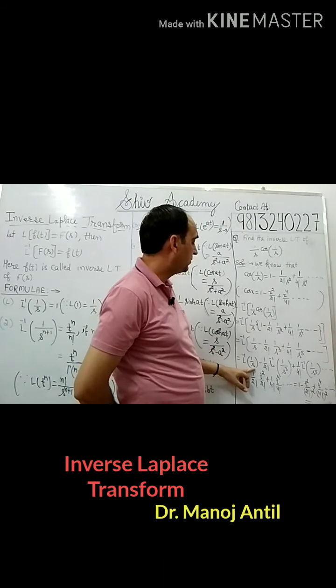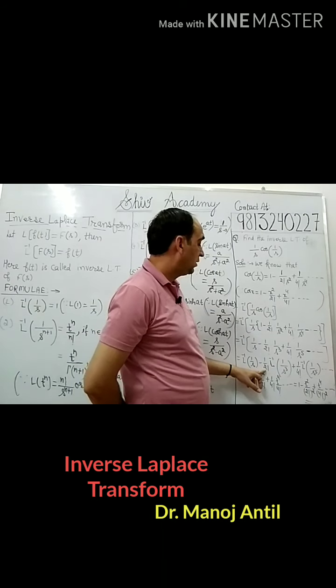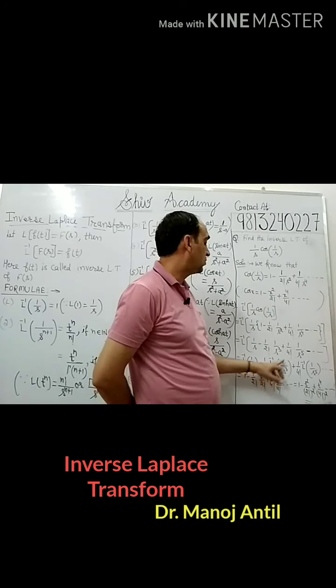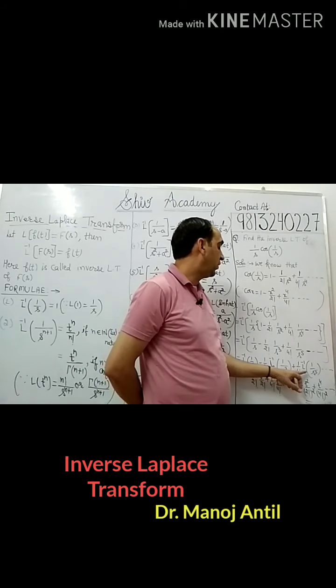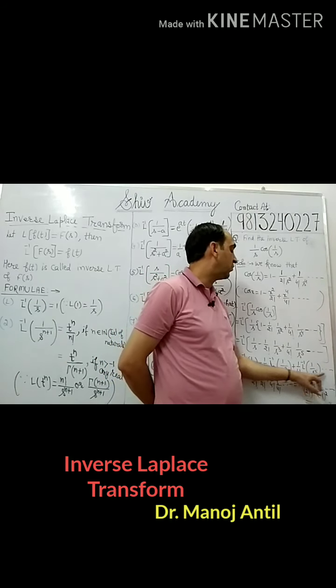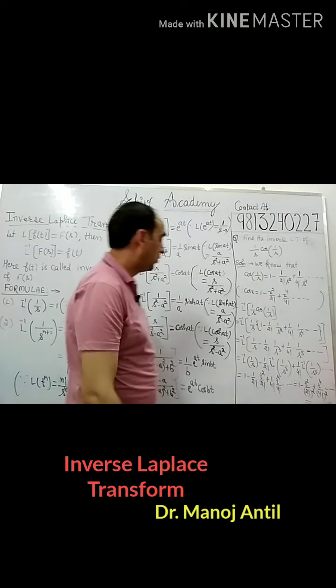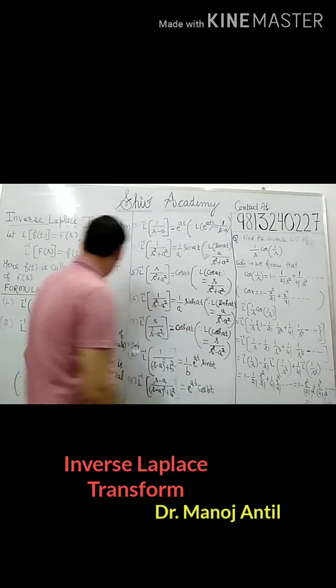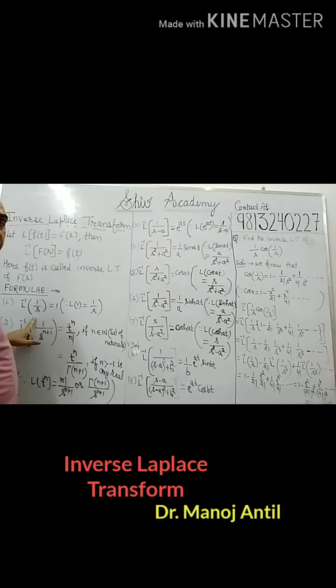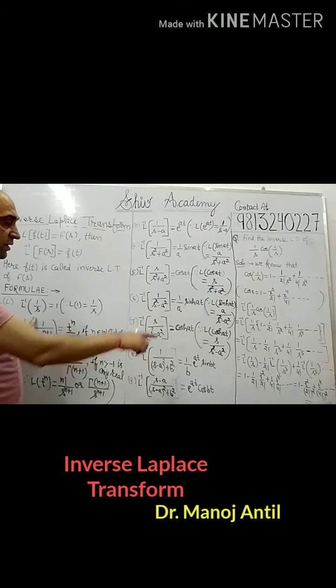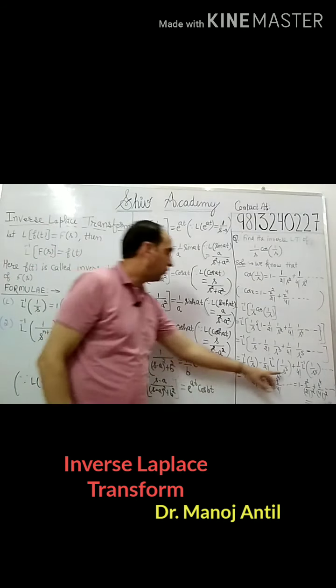L inverse of 1 by s minus 1 by 2 factorial, again by the linearity of inverse Laplace transform, L inverse of 1 by s cube, plus 1 by 4 factorial L inverse of 1 by s to the 5, and so on. Now make use of the formula. Look here, L inverse of 1 by s is 1. So we write there 1. Then L inverse of 1 by s cube.